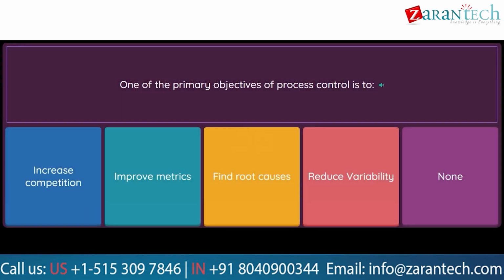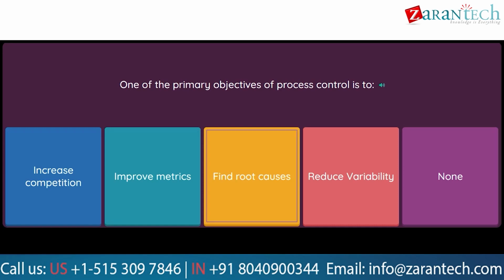Question: one of the primary objectives of process control is to Option 1: increase competition. Option 2: improve metrics. Option 3: find root causes. Option 4: reduce variability. Option 5: none.